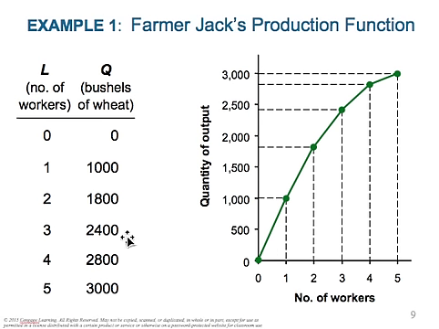Simply graphed, number of workers by quantity of output. 0 workers, 0 output. 2 workers, 1,800 bushels of wheat, so on and so forth, all the way up to 5 workers and 3,000 bushels of wheat. So we have these dots, and then we play everybody's favorite game, connect the dots, and this line here is his production function.